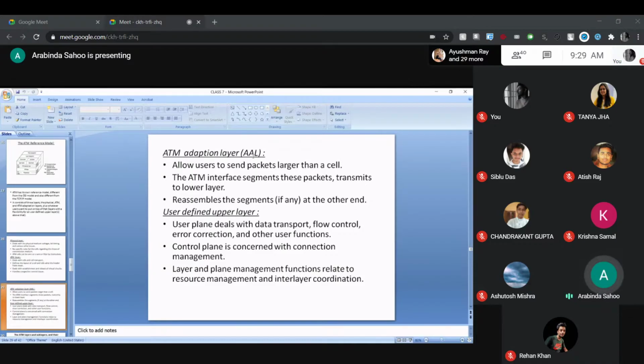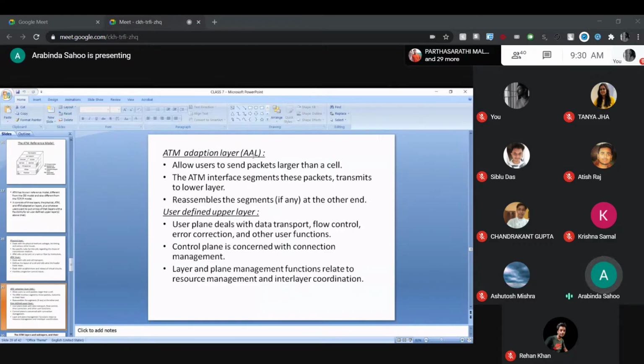So write down: allows user to send packets larger than a cell, and the ATM interface segments these packets and transmits them to the lower layer, and reassembles the segments, if any, at the other end. This is the function of your ATM adaptation layer.